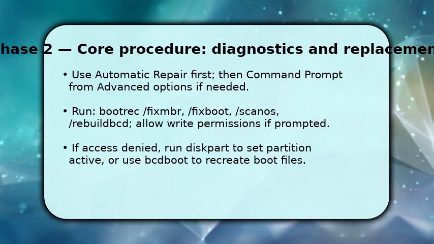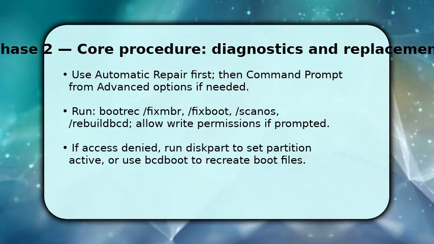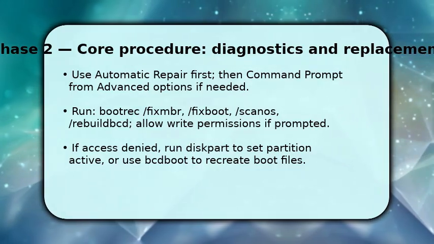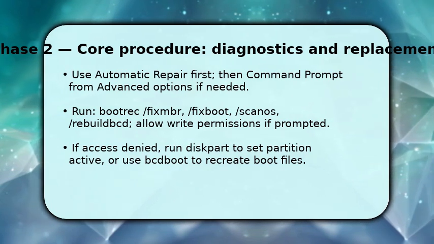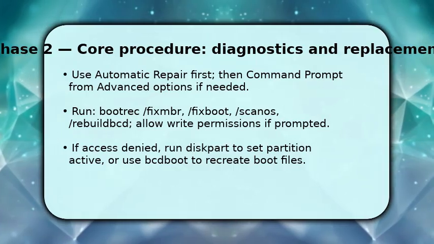If you get access denied, use diskpart to select the system partition and assign a letter, then run bcdboot C:\Windows to recreate boot files. Take it step by step, and verify each command's success before moving on. When commands complete, remove any USB and reboot to test.